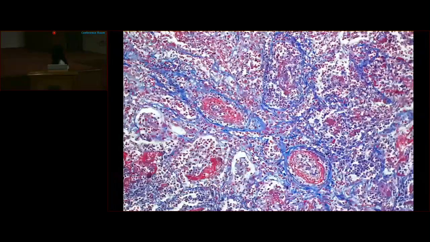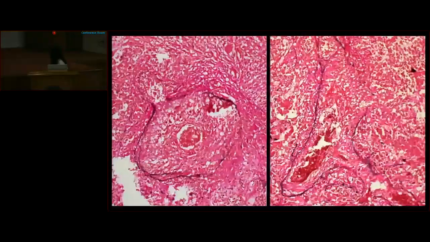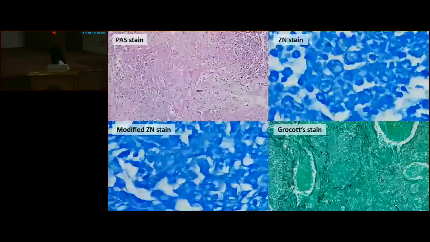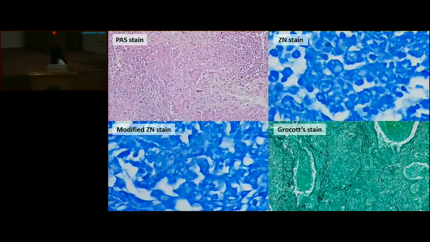The normal elastic tissue on the elastic van Gieson stain is appreciated to be black, but here we can see that the elastic lamina is not taking the stain, suggestive of secondary vasculitis. PAS stain for fungus, Ziehl-Neelsen for acid-fast bacilli, modified Ziehl-Neelsen for Nocardia, and Grocott for fungus were performed, and all were negative. These special stains were performed on multiple sections and in different settings, and all yielded negative results.